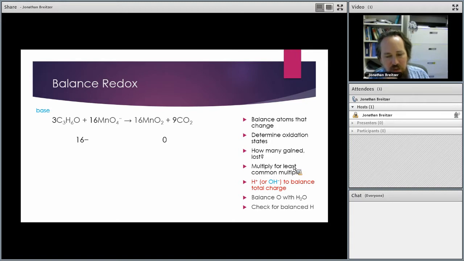Now had we been doing this in acid, then we'd have to add H+ to the left side to bring it up to 0. But here we're knocking down the charge because we're adding hydroxide because it tells us to do it in base. So how many hydroxides do we need to bring it down? 16. Now both sides have a total explicit charge of 16 minus.